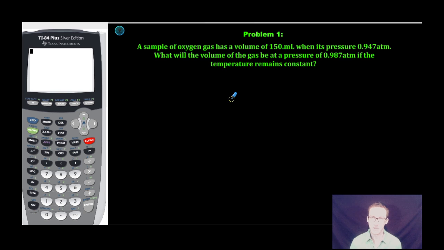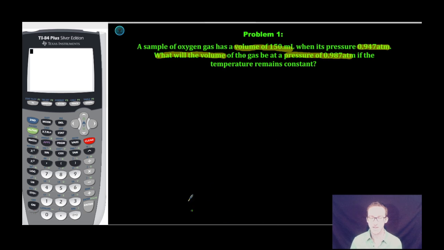So I'm going to work through a couple of problems. The first one is going to be pretty explicit and fairly slow, but then I'll sort of pick up the pace for future problems. Okay, so let's take a look at problem number 1. It says a sample of oxygen gas has a volume of 150 milliliters when its pressure is 0.947 atmospheres. What will the volume of the gas be at a pressure of 0.987 atmospheres?